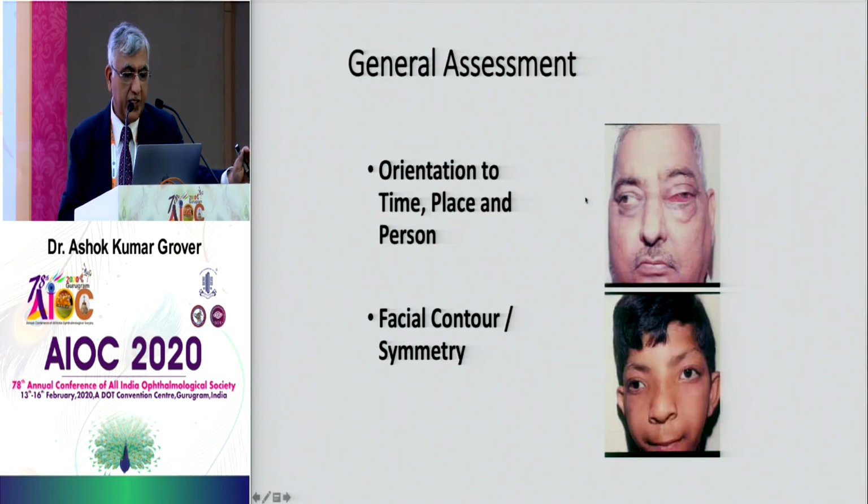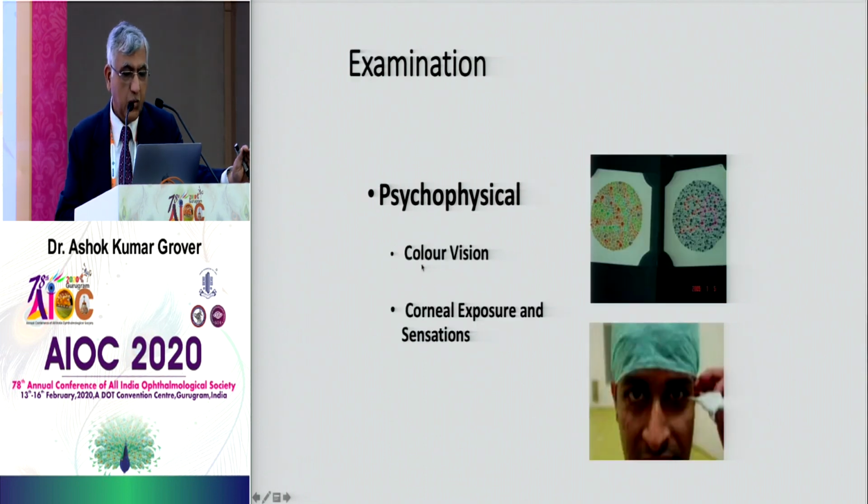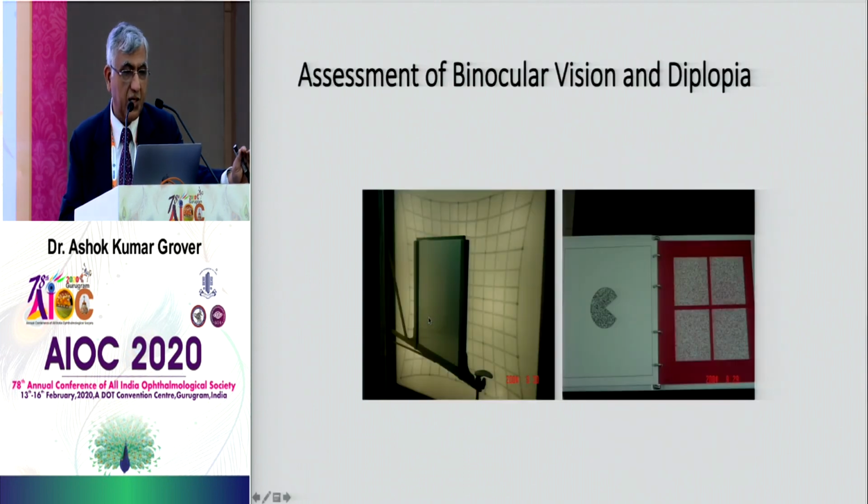So, one, orientation, facial symmetry, and the tests where the patient's cooperation is important: the psychophysical tests, visual acuity, visual fields. We know that pressure over the nerve could affect visual fields and visual acuity. We need to look at the color vision, which may be an early clue to pressure and effect on the optic nerve. Corneal exposure may be a manifestation of the proptosis caused by the tumor.